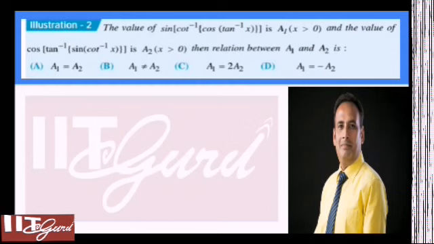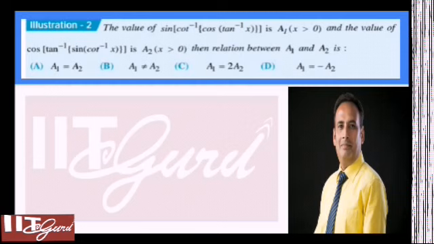Let's take a question. You can also do over here. The value of sine of cot inverse cos of tan inverse x is, let's say, a1, where x is positive, and the value of cos of tan inverse sine of cot inverse x is a2, then you have to find the relation between a1 and a2.